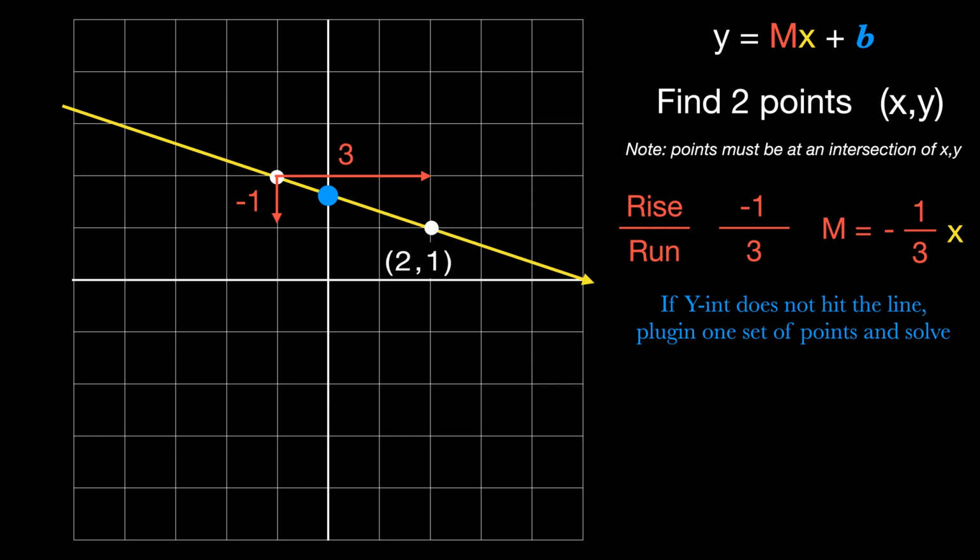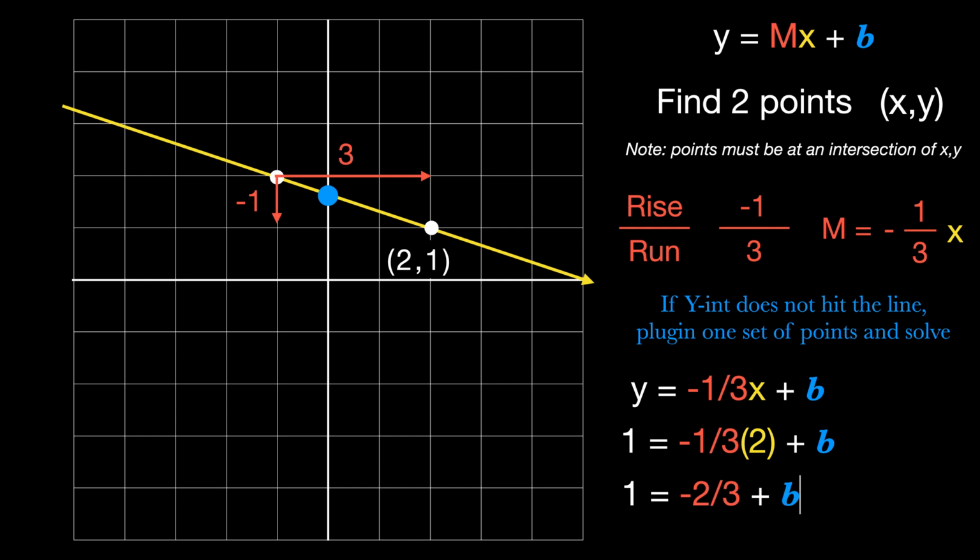So now we're just going to plug these set of points into our equation. So y equals, we know our slope now is negative 1/3 x plus b. So now we're just going to plug in. We know that 2 is x and 1 is y. So that means we have 1 equals negative 1/3 times 2 plus b. If you got confused there, just look. We plugged in 2 for x and 1 for y. And now we can just solve algebraically. So we have 1 equals, negative 1/3 times 2 is negative 2/3, plus b.